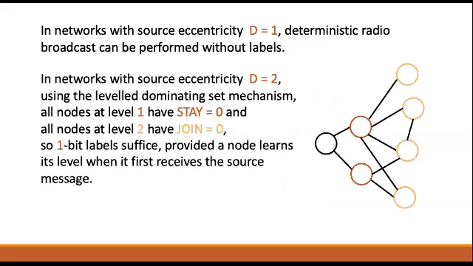In networks with source eccentricity 2, a slight variant of the level dominating set mechanism works using 1-bit labels. Nodes in level 2 never transmit, so their join bits are all 0. The source successfully transmits to all its neighbors in the first round, so it doesn't stay in the dominating set. Hence, the stay bits of all nodes in level 1 are 0. If the source node transmits M0 and nodes in level 1 transmit M1, a node learns its level when it first receives M. Thus, only 1-bit labels are needed. Notice that the label has a different meaning for nodes in level 1 and nodes in level 2. For nodes in level 1, its label is its join bit, and for nodes in level 2, its label is its stay bit.